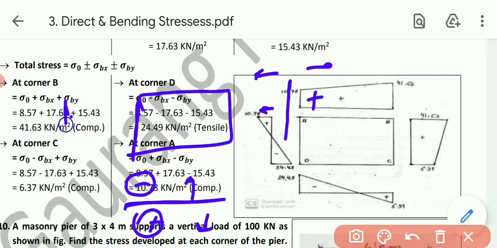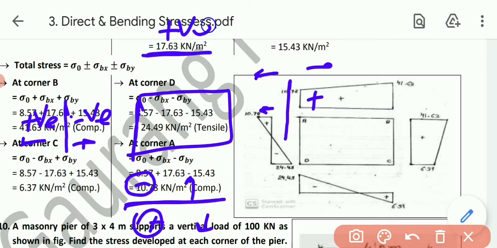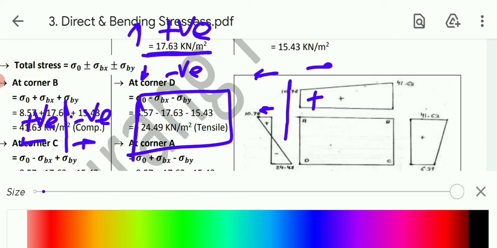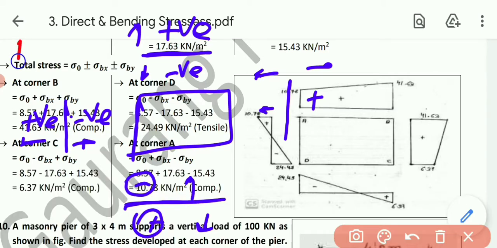Then in this one, if it is negative, move towards left hand side. If it is positive, move towards right hand side, or right and left. And in this one, if it is positive, move towards upward direction, and if it is negative, move towards downward direction. So this is the criteria which will be followed to draw the diagram.